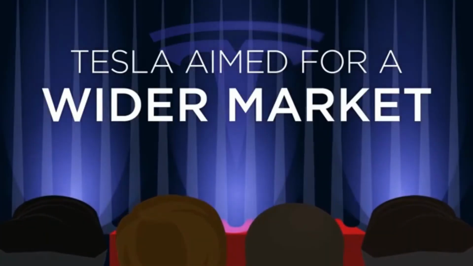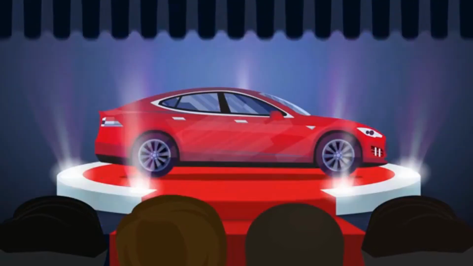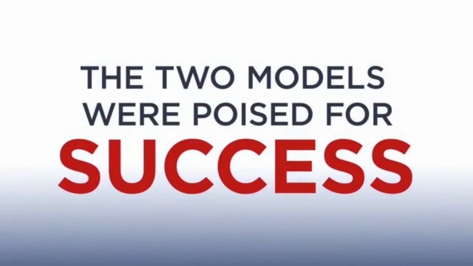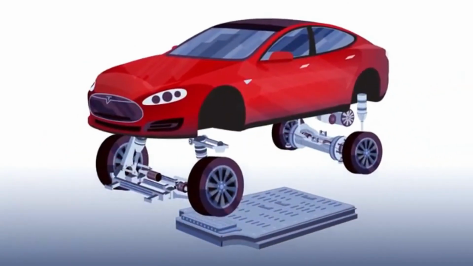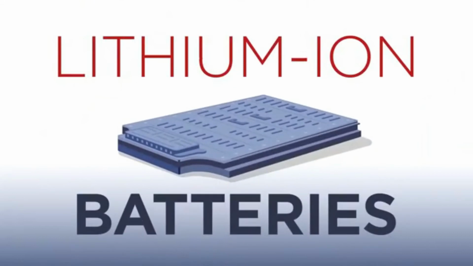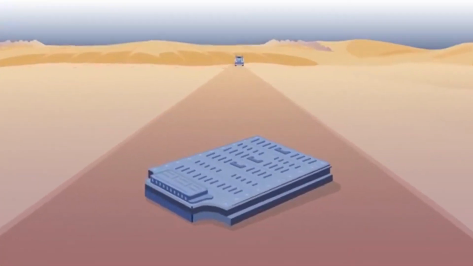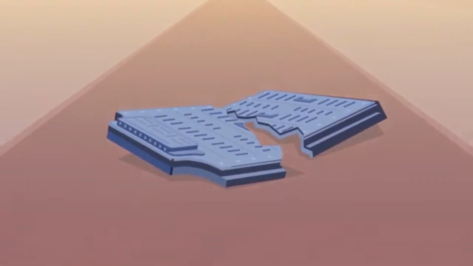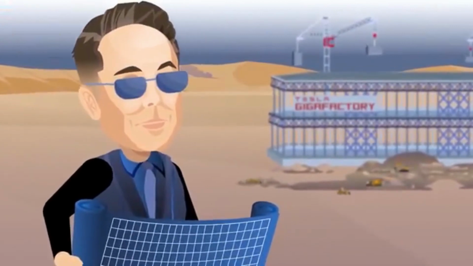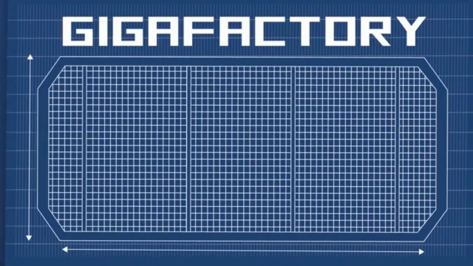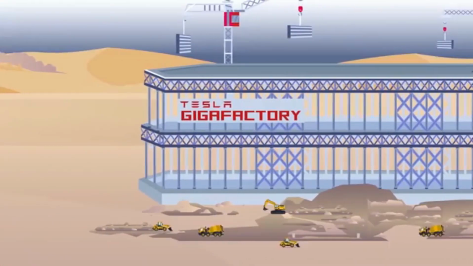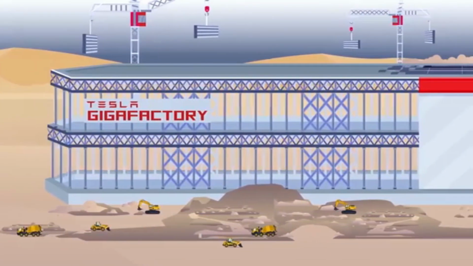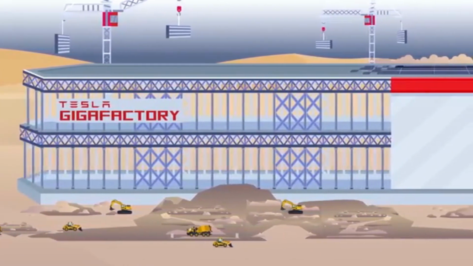The car maker then aimed for a wider market by focusing on two new cars, Model S and Model X. The two models were poised for success, but Tesla's ultimate potential still seemed limited by the high cost of lithium-ion batteries. After all, if batteries were too expensive, EVs could never compete with gas on price, and they would never be mainstream. To combat this, in 2013, Elon Musk revealed ambitious plans for the Tesla Gigafactory, a massive operation to reach economies of scale in lithium-ion battery production, and ultimately make EVs cheaper than gas-powered vehicles.